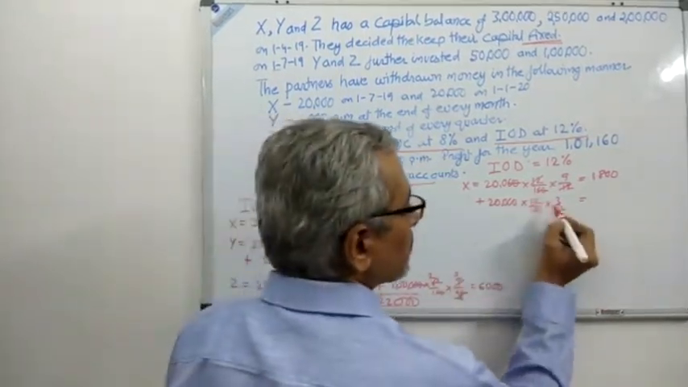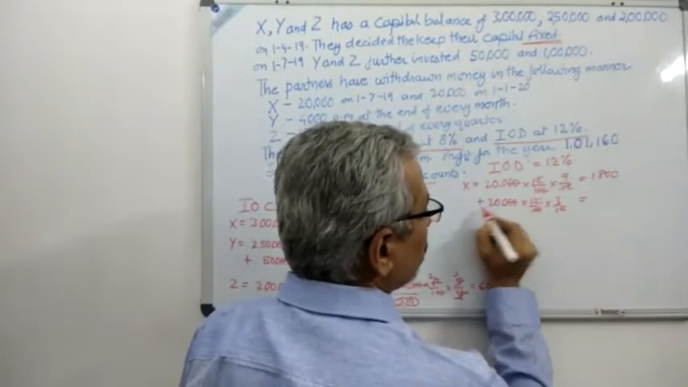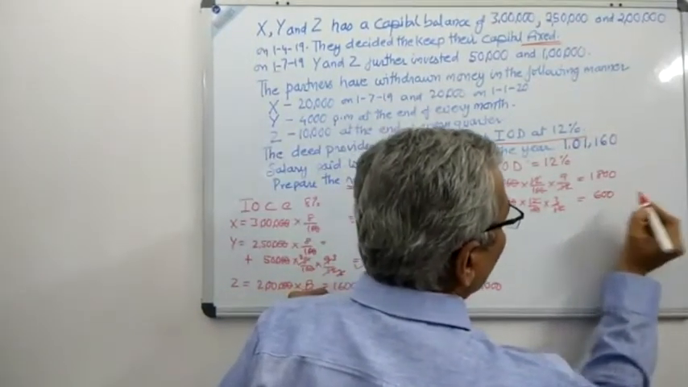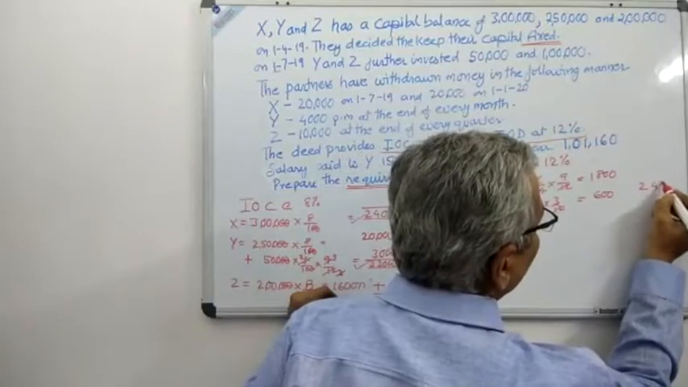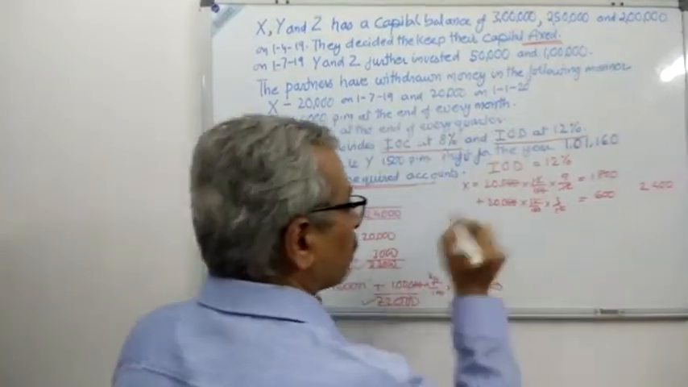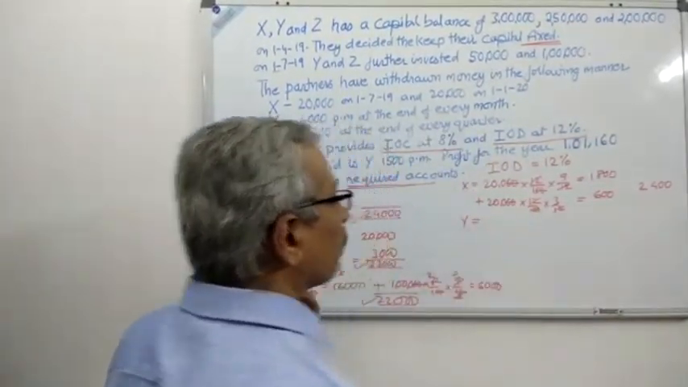So again, let us cancel these two 12s. Let us cancel the zeros. We end up getting a 600. So if we do the totaling of that, we get 2,400. That is for X. Now let us calculate for Y.